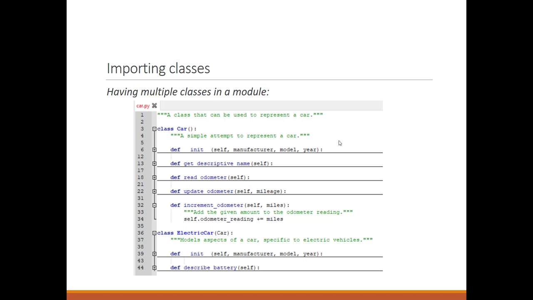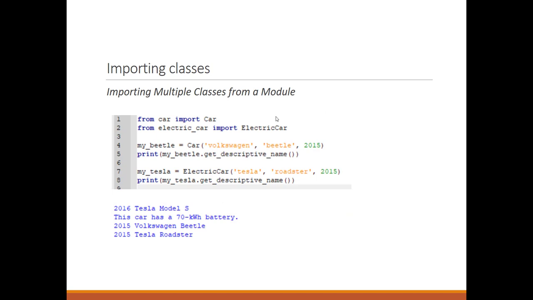Now you can import multiple classes from one module. So here we have a car and an electric car, and both are saved as a module called car. So you can say from car import car, or from car import electric car, or you can import both, saying from car import car, from car import electric car. That's how we can import them, and that means all of the functions inside of the car as well as the electric car are available here.